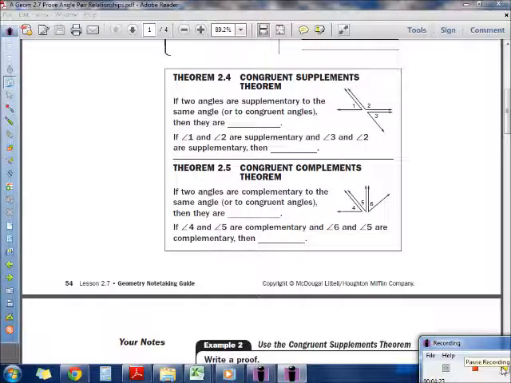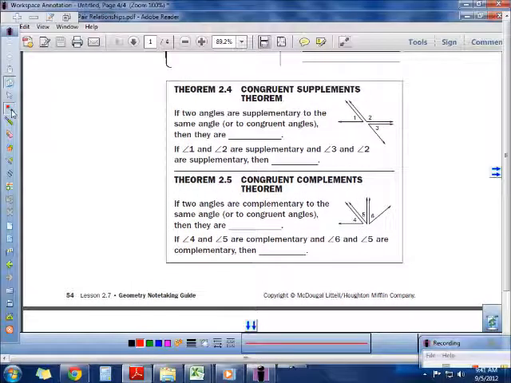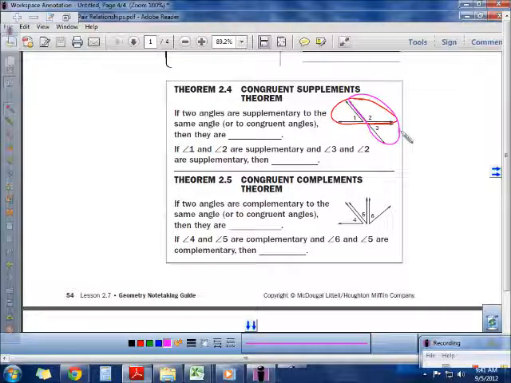On these next theorems, it relates back to some old topics we've discussed, complementary and supplementary angles. First one says congruent supplements theorem. Basically, all it's saying is if these angles are supplementary to each other, and these angles are supplementary to each other, then these 2 are congruent to each other.